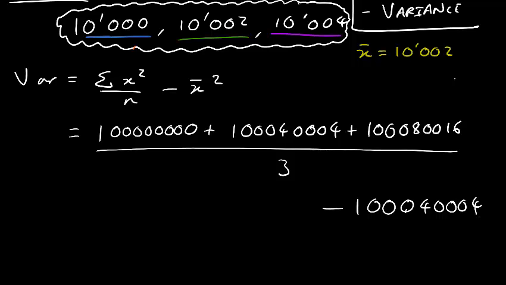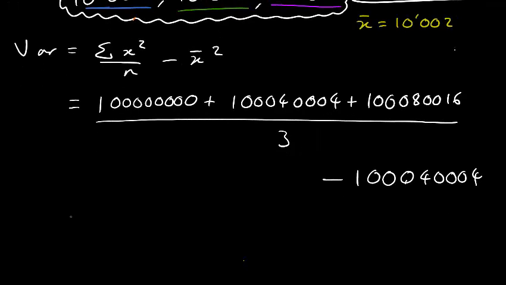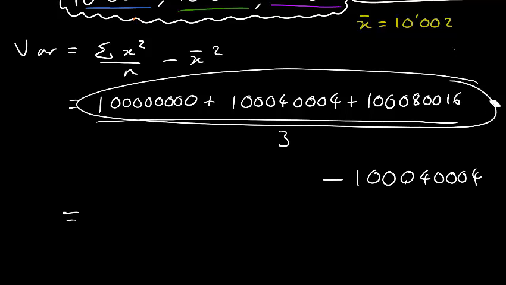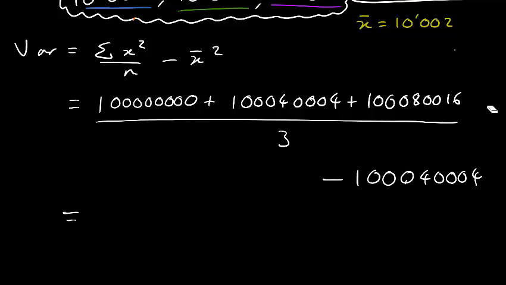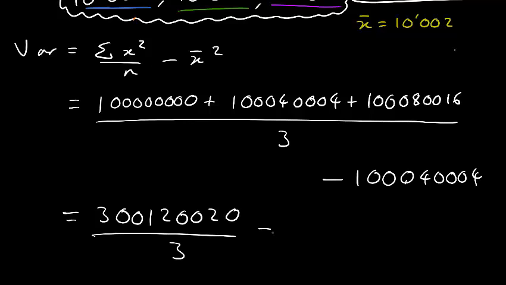But anyway, this is how I work out the variance. Let's break it up into sections. Let's work out this numerator first. Adding those numbers together, the numerator comes out as 3,001,200,20. Got to divide through by 3. Then I've got to take away 1,000,400,000. Oh my word, this is looking nasty, just massive numbers.